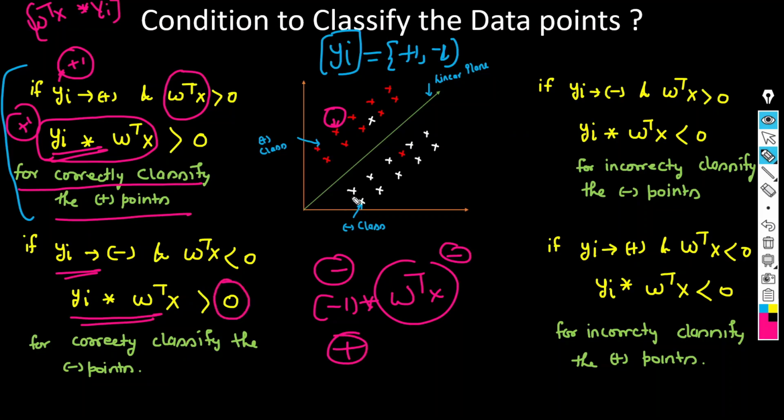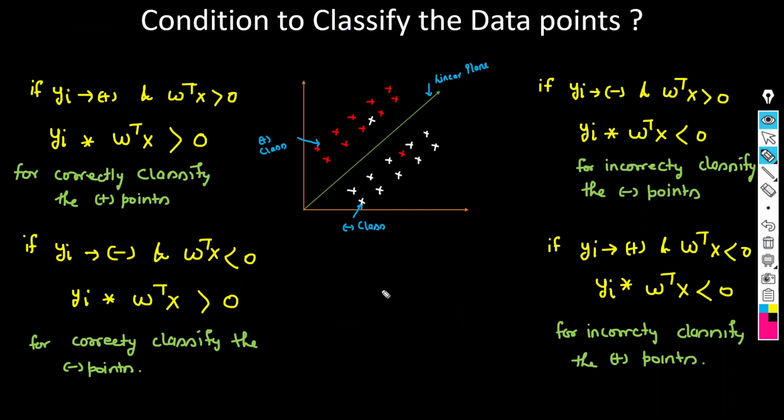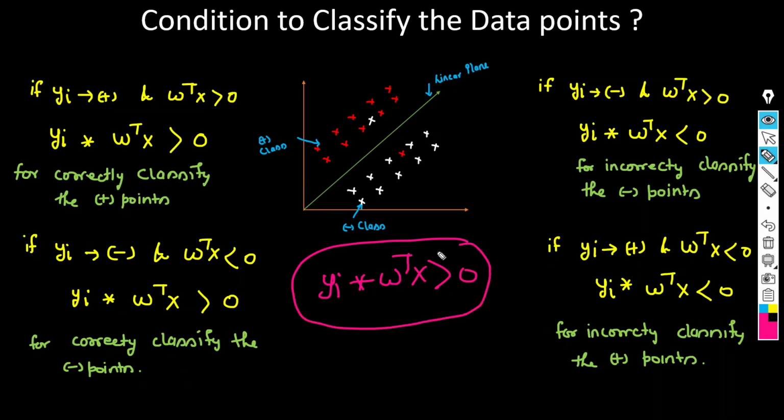It means for the negative point, if our formula is greater than 0, then we can say the negative point is also correctly classified. So we can say that if y_i multiplied by W transpose x is greater than 0, then it will classify positive and negative points correctly, if the equation comes like this.